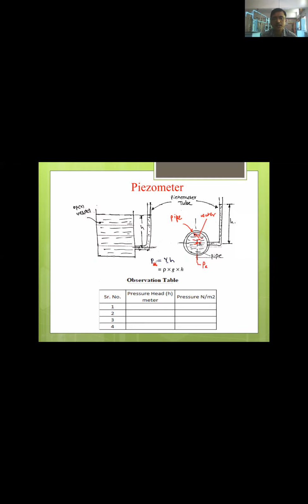Okay. Write down this formula below that diagram. So PA is equal to gamma L. You can write here L also. Gamma L H. H is nothing but the pressure head. Okay. Do it. हा ऑब्झर्वेशन टेबल पण खालचा तयार करून घ्या.